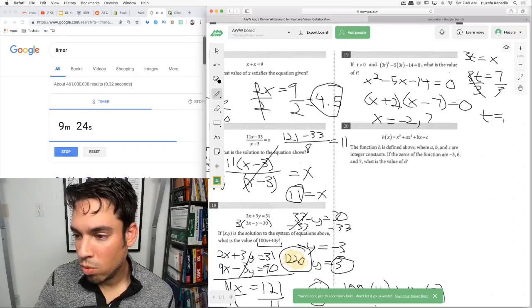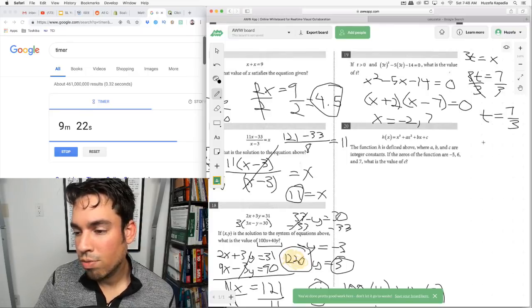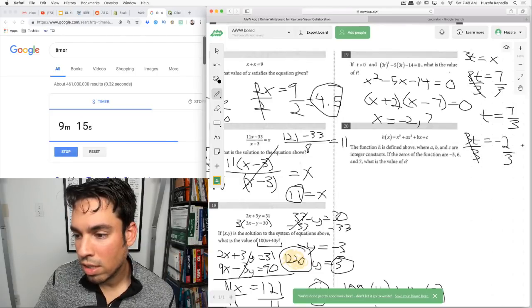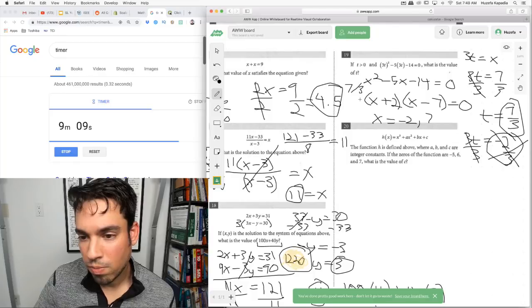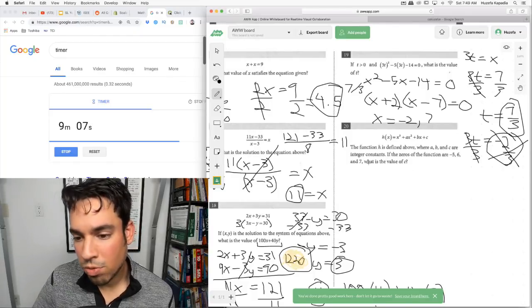And t equals 7/3. Now we could also do it for this one, 3t equals negative 2. But the thing is, on the grid-ins, we don't enter negatives. So this one's out. And we're going to enter 7/3, just like that. Okay. Last but not least, 9 minutes for question number 20.